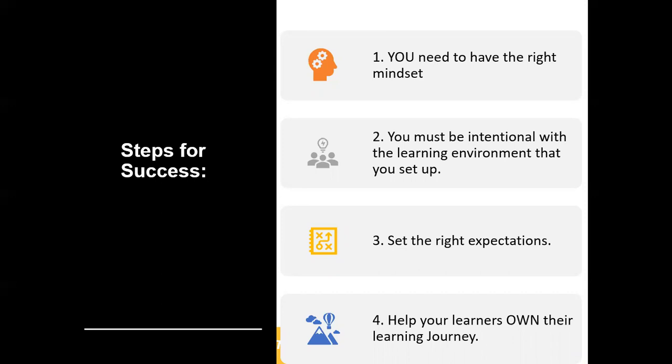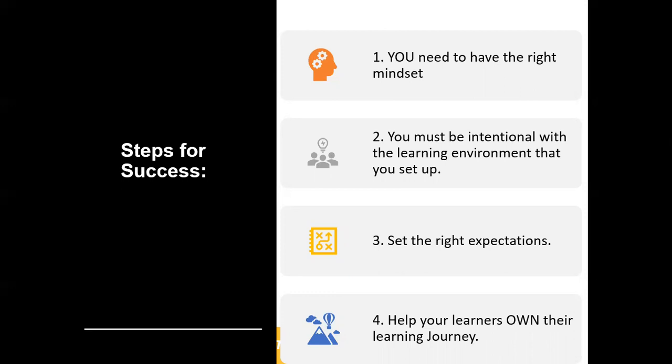Okay, number 4, you need to help your learners own their learning experience. And what I mean by that is, at the end of the day, adult learners can sometimes come in with the expectation that the trainer will do the learning for them. But when we can flip that and help the learner realize that we are the guide along the journey, but we're not going to do the journey for them, and we put the onus and responsibility back on the learners, then really powerful things open up.